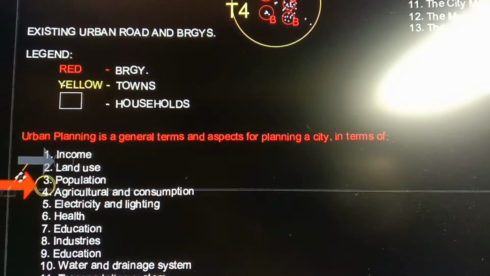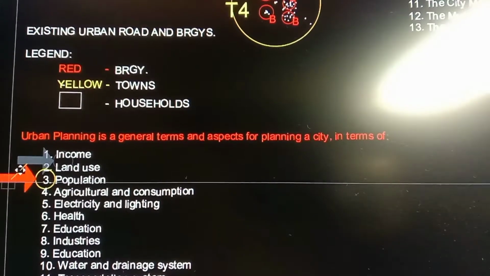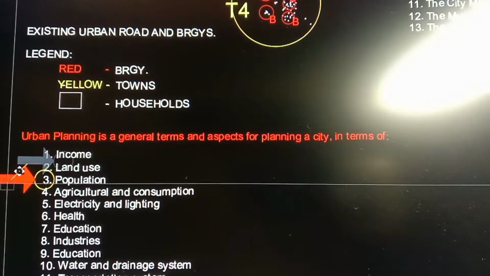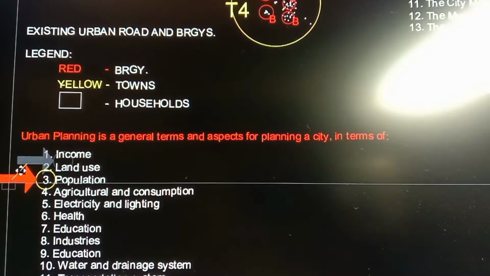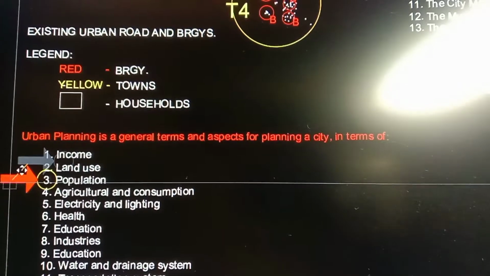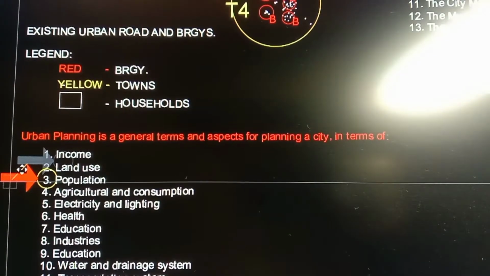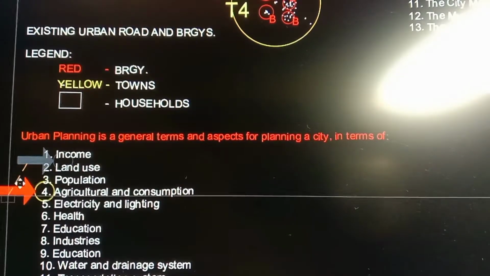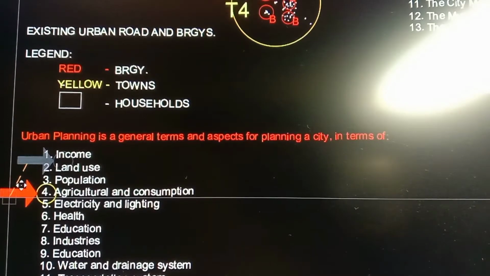Okay, the third requirement is the population. To become a city, there are certain requirements on how many inhabitants are involved, how many inhabitants are needed to form a city. So if your inhabitants or population does not meet the requirements, it cannot be converted into a city. Then the fourth one is agriculture and consumption.